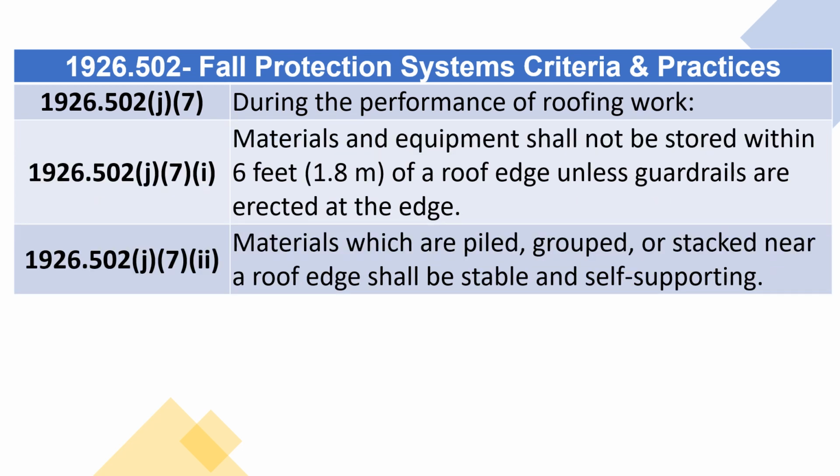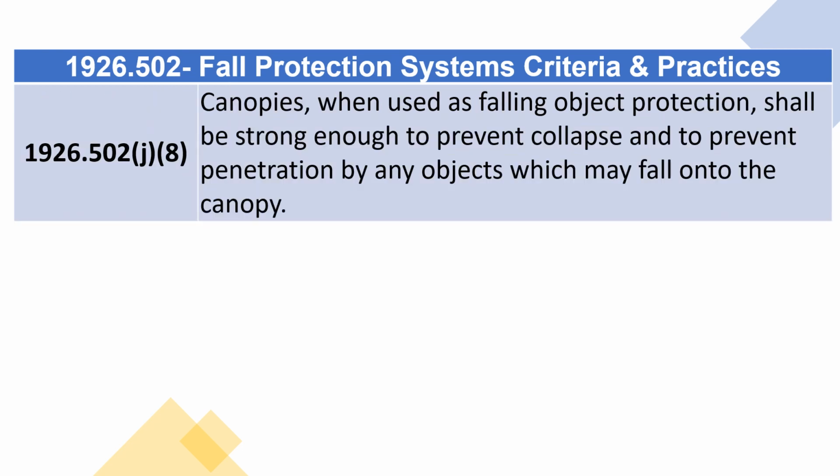1926.502(j)(7). During the performance of roofing work: (j)(7)(i). Materials and equipment shall not be stored within 6 feet (1.8 meters) of a roof edge unless guardrails are erected at the edge. (j)(7)(ii). Materials which are piled, grouped, or stacked near a roof edge shall be stable and self-supporting. 1926.502(j)(8). Canopies, when used as falling object protection, shall be strong enough to prevent collapse and to prevent penetration by any objects which may fall onto the canopy.